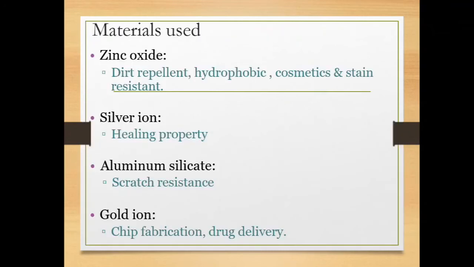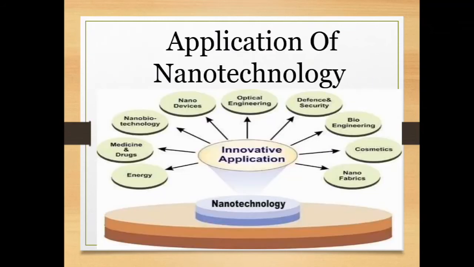And what are the materials usually used? We have zinc oxide, silver ion, aluminum silicate, and gold ion with the corresponding uses. Nanotechnology also has its applications when it comes to energy, medicine and drugs, nanobiotechnology, nanodevices, optical engineering, defense and security, bioengineering, cosmetics, and nanofabrics. Some of these will be discussed.